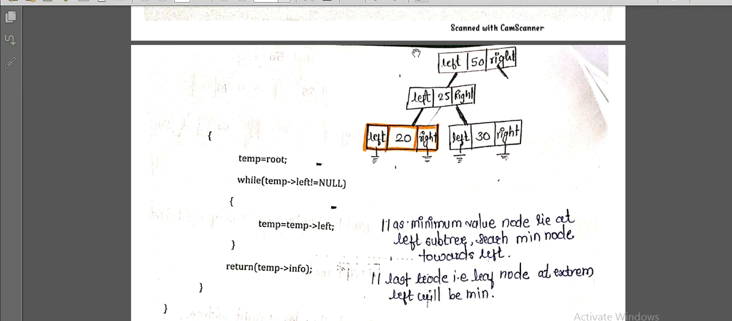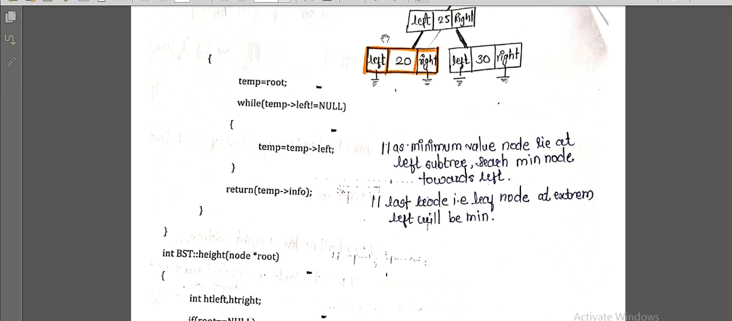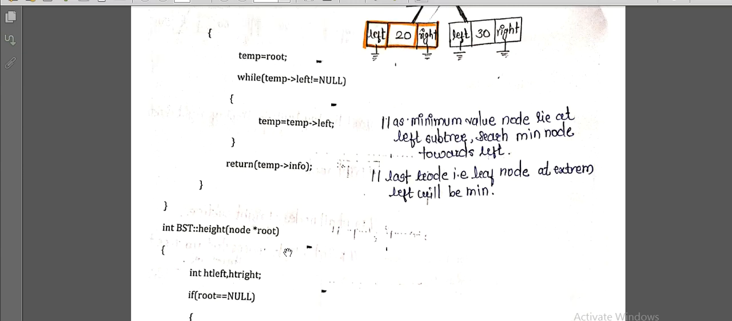And the last node, that is the leaf node at the extreme left, will be the minimum node. So initially this is my temp, which is nothing but root. I am saying temp of left. We are getting here, again temp is equal to temp of left, means temp is this. So again, is temp of left null? No. So again temp will be this element. Now we'll check, is temp of left null? Yes. So 20 is my minimum element. So we are returning the temp of info. So once our temp is here, what is the temp of info? 20. So it will return the 20 like this.